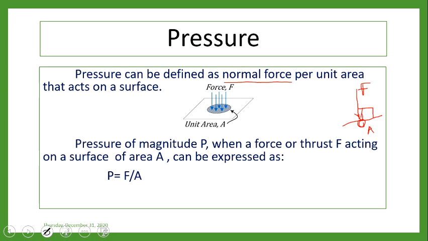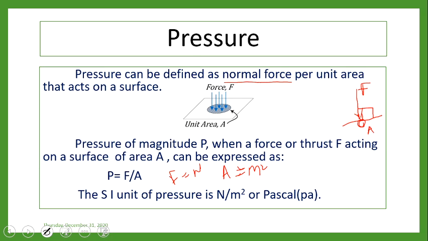It is known to us already that the unit of force is the Newton, and the standard unit of area is the meter square. So for us to get the unit of pressure, we are going to have Newton divided by meter square, which will give us Newton per meter square.